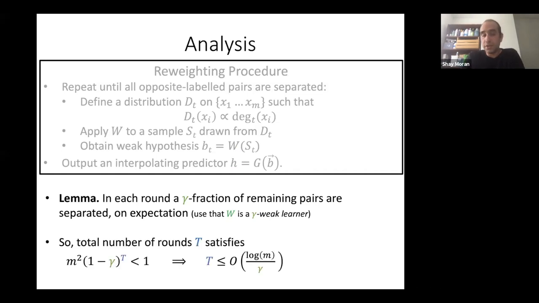Now in the beginning, we have M choose two, or at most M squared, pairs that are not separated. In each round, the number of pairs that survive is at most one minus gamma times the number in the previous round. So in total, the number of rounds will be log M over gamma, where M is the size of the input sample. That's how we get the Oracle complexity upper bound, which is only linear in gamma and not quadratic.